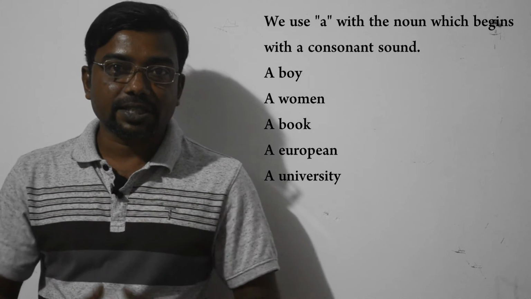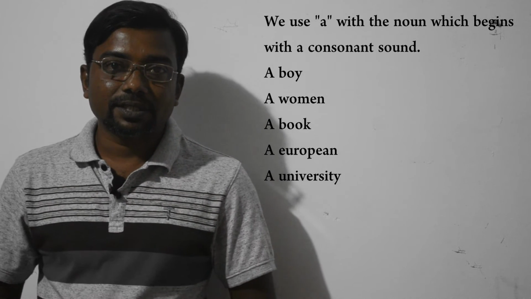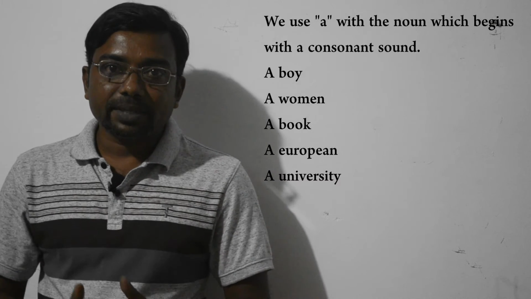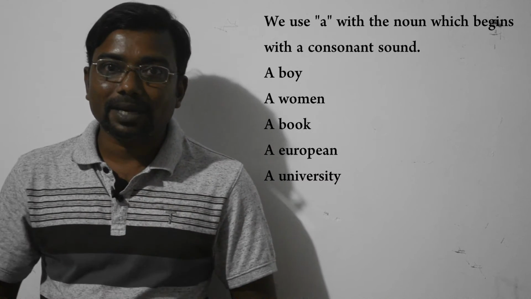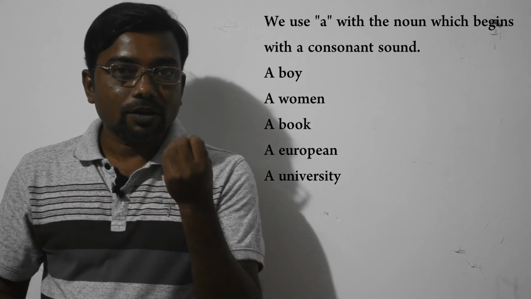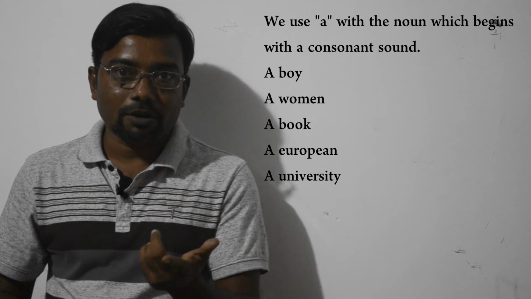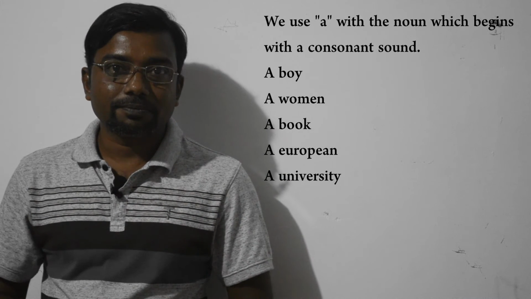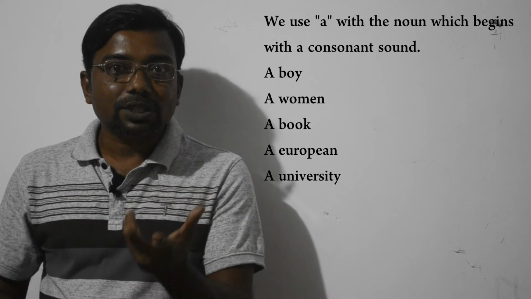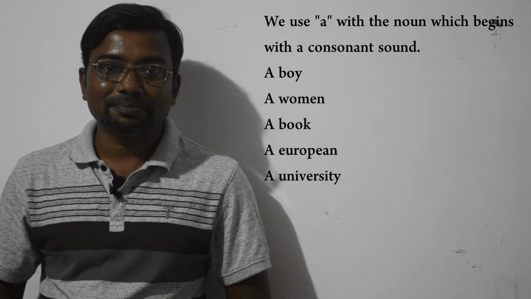Okay, look at these examples. A European, a university. Here European starts with the vowel letter E, but here the E is silent and a consonant letter Y sound comes, so we use a European. A university. Here also U is a vowel letter, but it has a consonant letter Y sound. That is why we use a university.